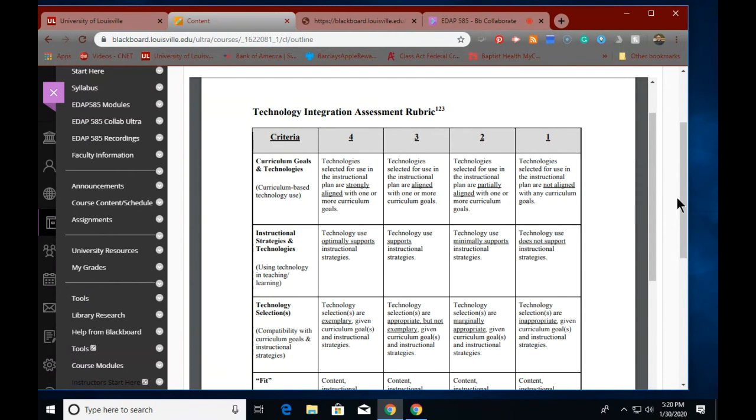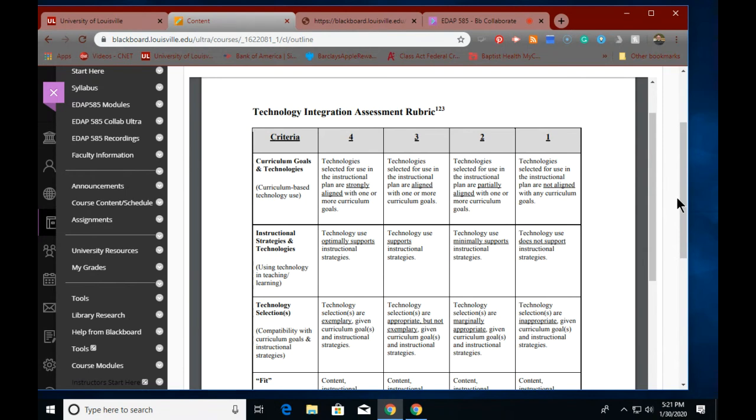If we look at the rubric, obviously something you're familiar with, the look of it, the 4, 3, 2, and 1, 4 being the highest, 1 being the lowest. When you look at curriculum goals and technology, curriculum-based technology use, is technology selected for its use in instructional plans that are strongly aligned with one or more curricular goals? So am I using technology to embrace and reinforce a curricular goal? Kids should be able to find information and use information to further their understandings.